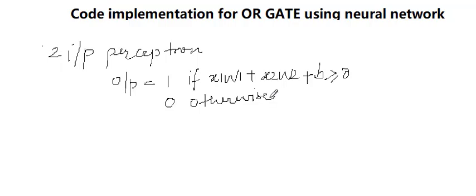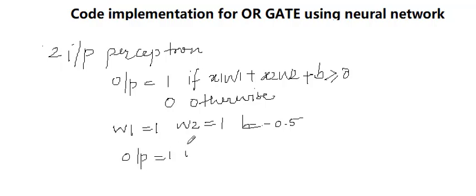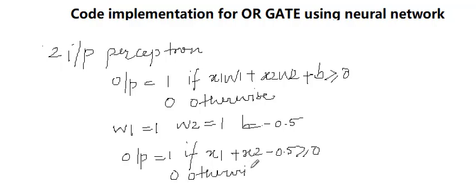Okay. So now here we saw in the lecture video of OR gate, we came to the conclusion that let me set my W1 as 1, let me set my W2 as 1, and let me set my bias as minus 0.5. Now when I do this, I get output 1. If I substitute this value, this will be x1 plus x2 minus 0.5. When this value is greater than or equal to 0, we will get the output as 1, otherwise 0.